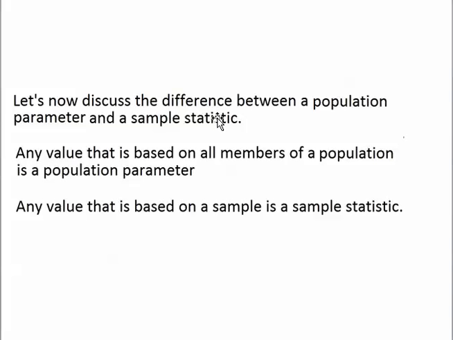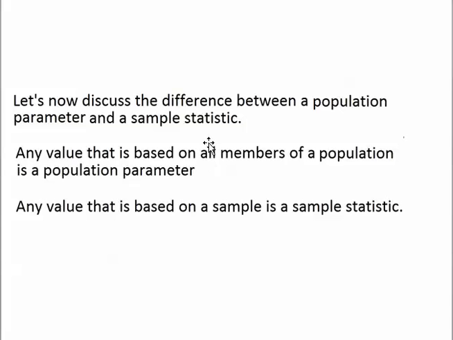Now, what if instead of collecting data from all college students in the U.S., I selected 100 college students from the U.S., and I asked those 100 people to tell me their GPAs, and I calculated the mean, the median, and the standard deviation of the 100 selected people. If I did that, the three values that I've calculated would be called sample statistics because they were calculated with data from a sample.